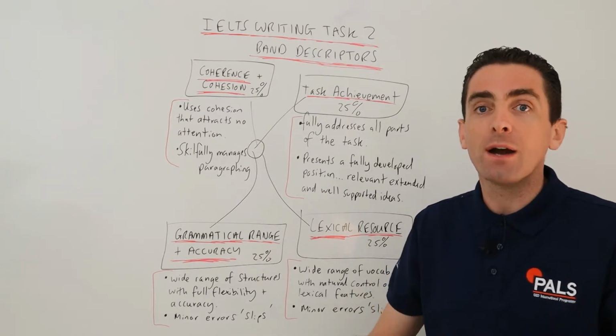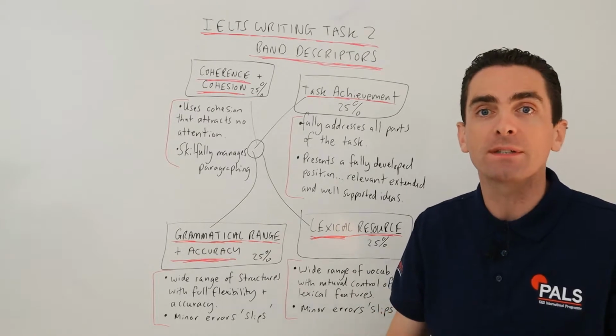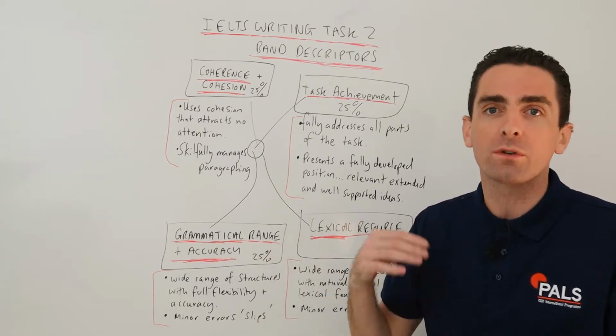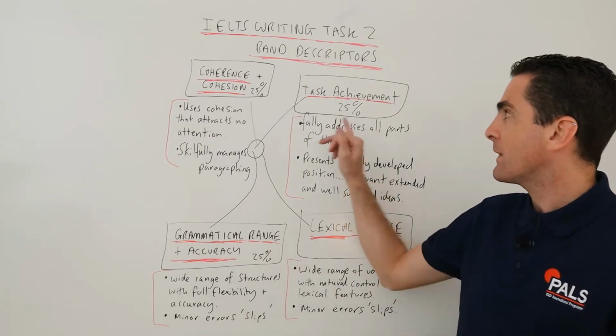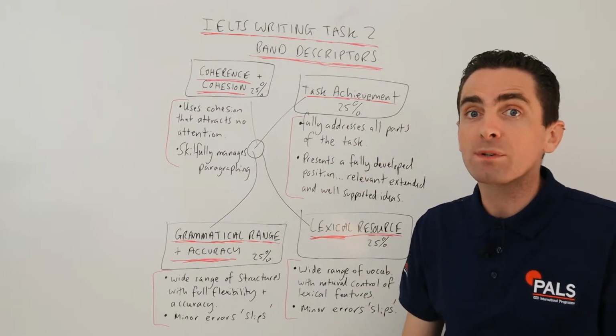and all of your points have to be developed. You have to give reasons, you have to give examples, you have to show the examiner you know what you're talking about, okay? And that's how you get your task response, 25%.